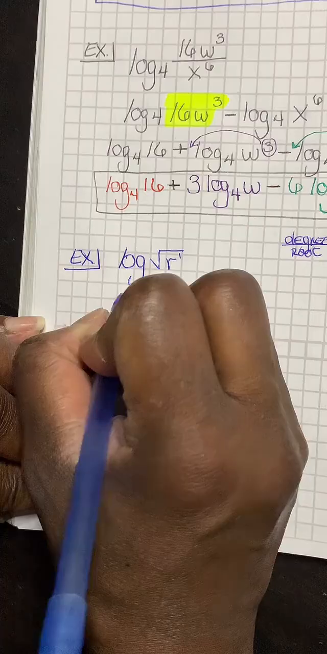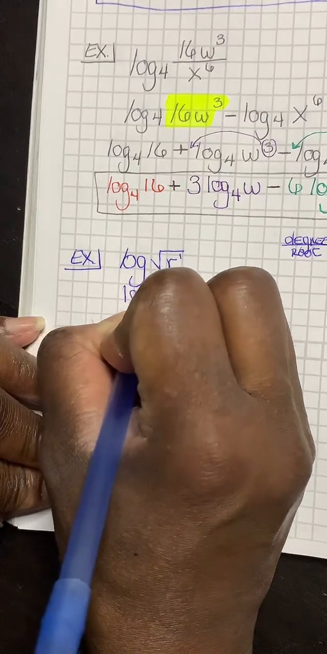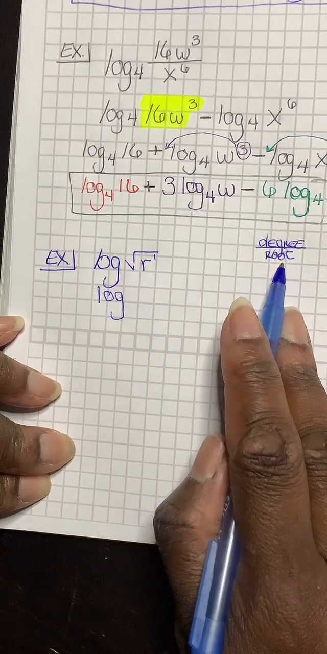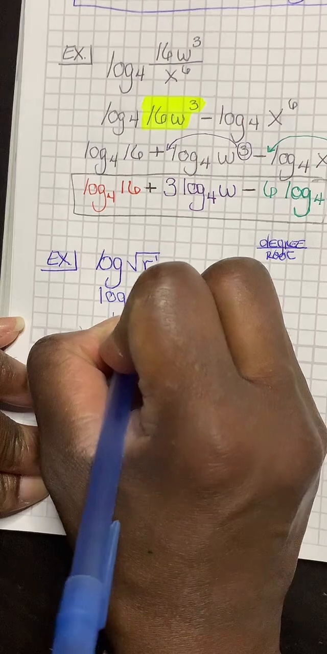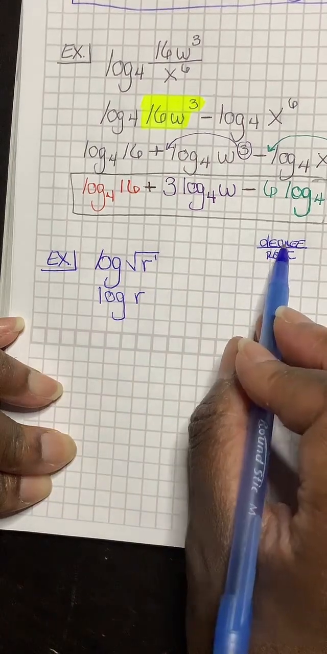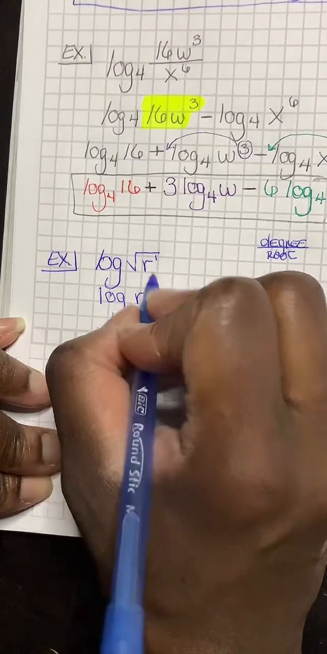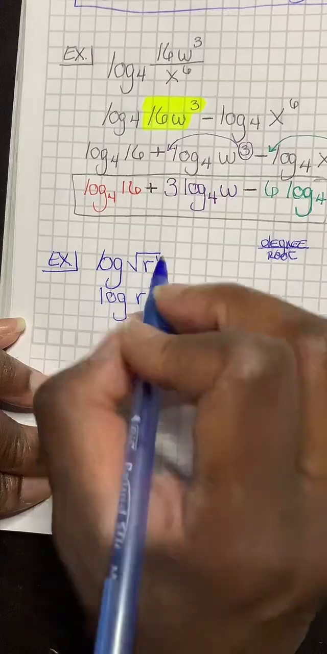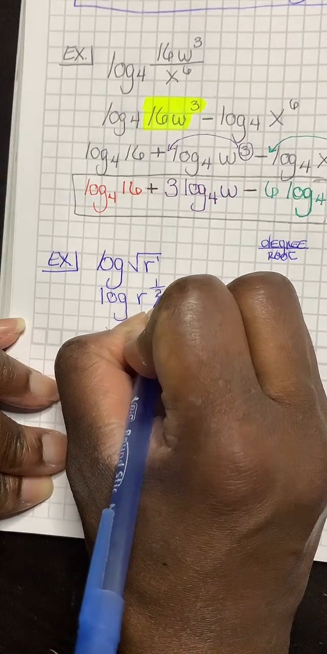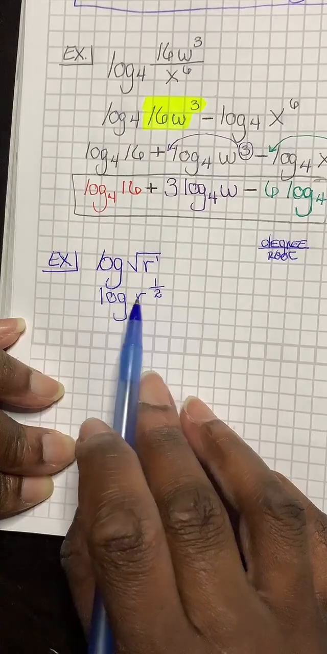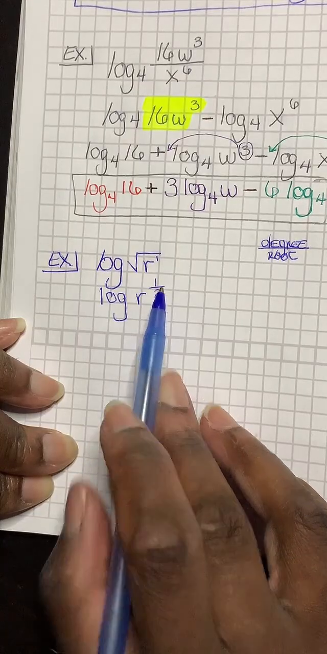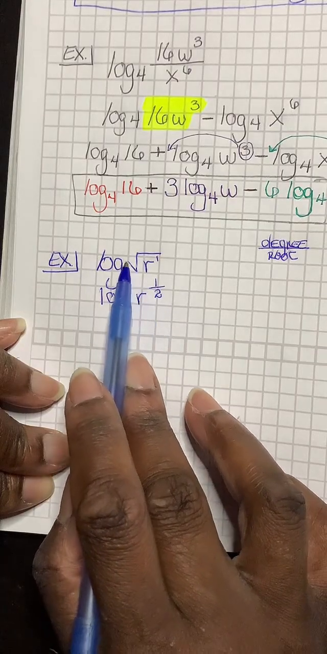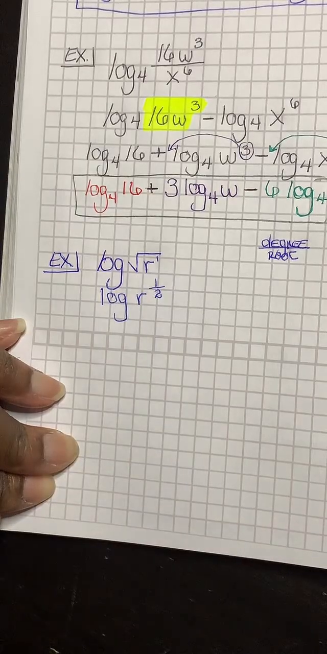So we're going to keep the log on the outside. So remember, it's your degree over your root. So we're going to have our r. The degree, we didn't see anything, so it's a 1. And the root is what type of root it is? It's a square root. So this is r raised to the 1/2. If it's raised to the 1/2, it translates into a square root.